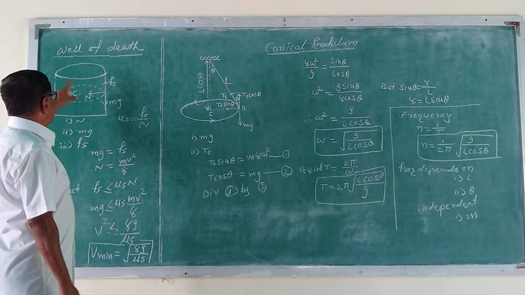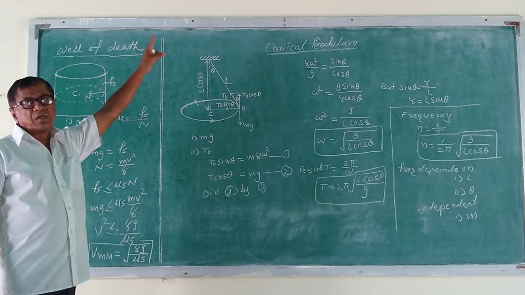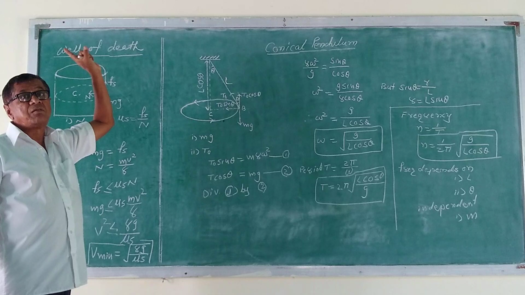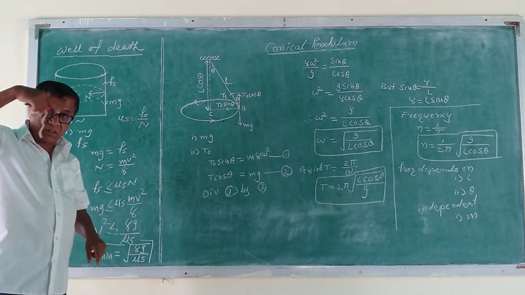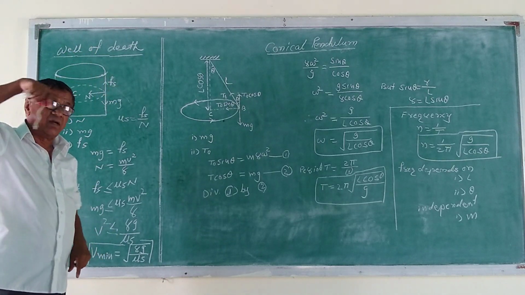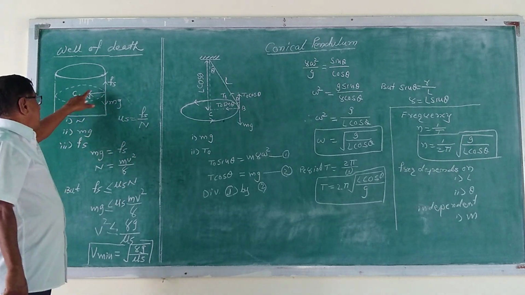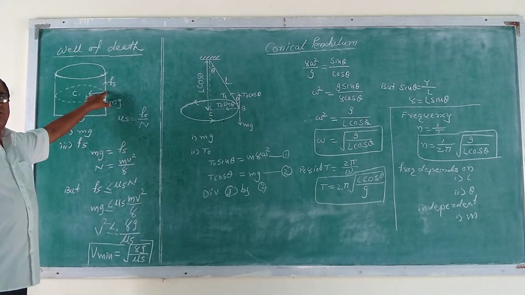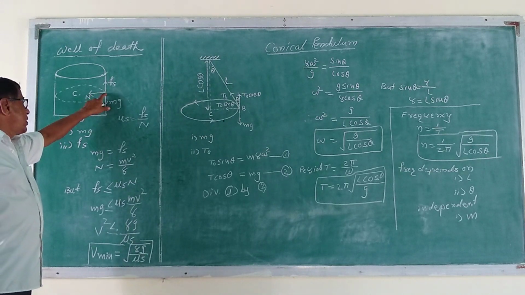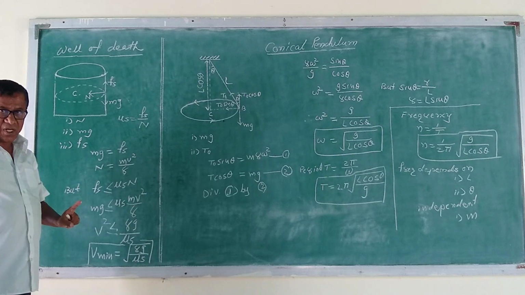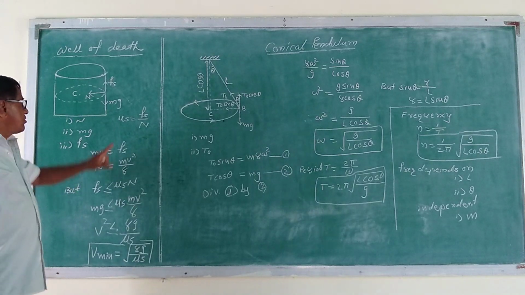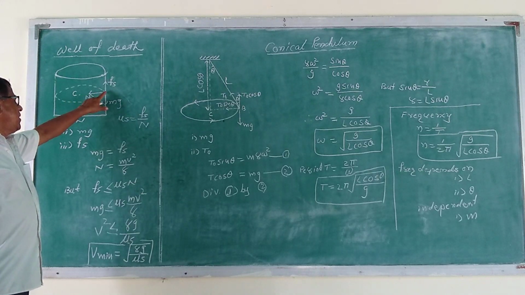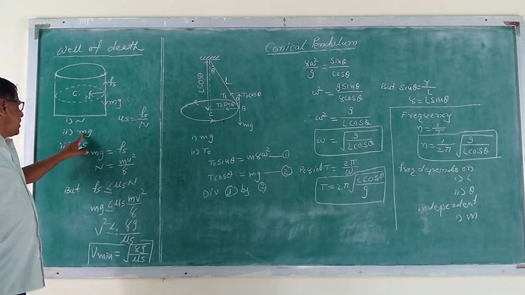Here, in the well of death, the motorcyclist is driving his motorcycle along a horizontal circle inside the cylinder of radius r. At this position, the forces acting on the vehicle are: number 1, the normal reaction, which is always perpendicular to the surface. Second, the weight of the vehicle, that is mg, in the downward direction.